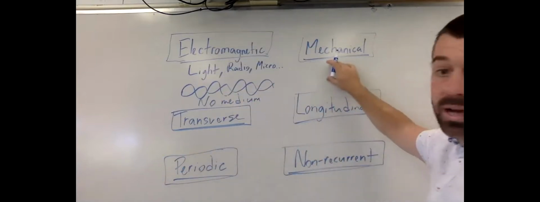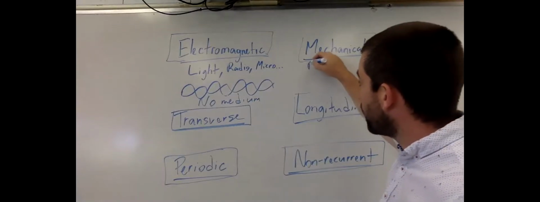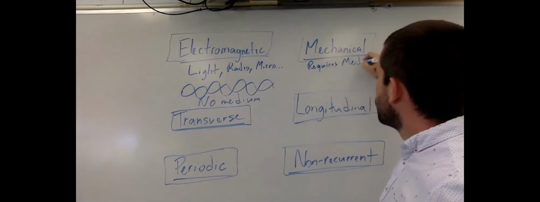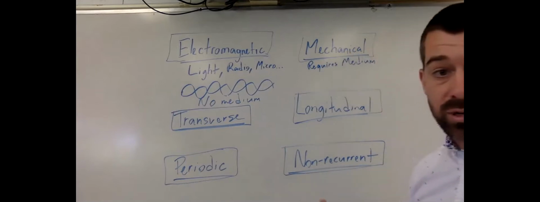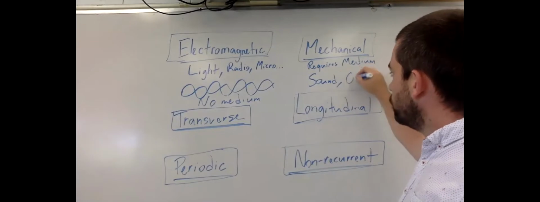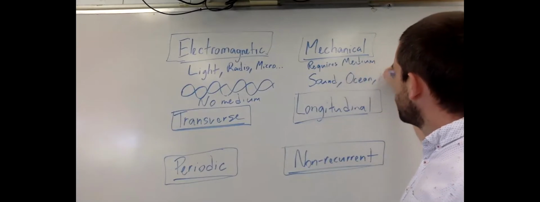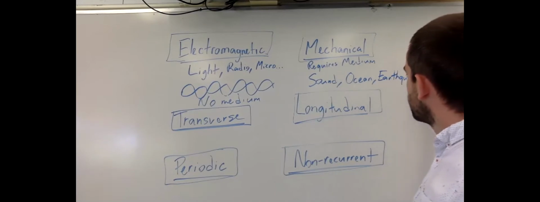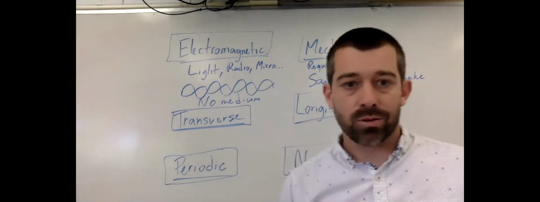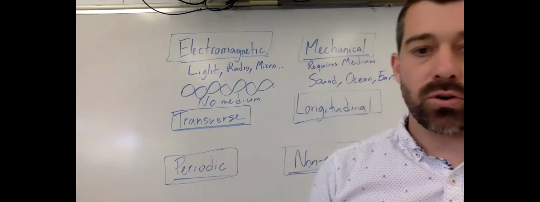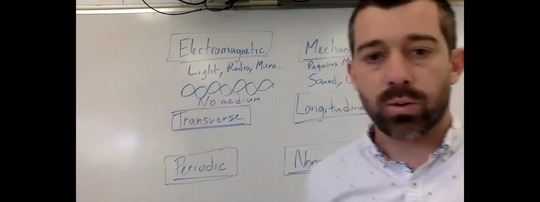A mechanical wave is one that does require a medium. And I already gave you 3 examples. So sound, ocean waves, earthquakes. Those are all mechanical waves, okay? Waves in a slinky, waves in a string, those are all mechanical waves. They do require a medium.